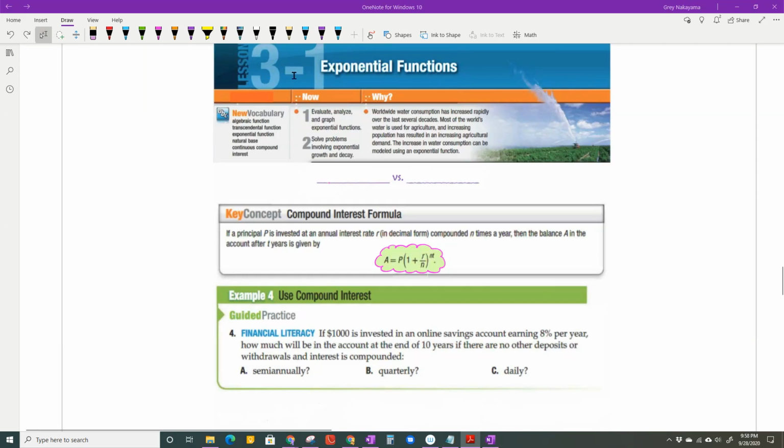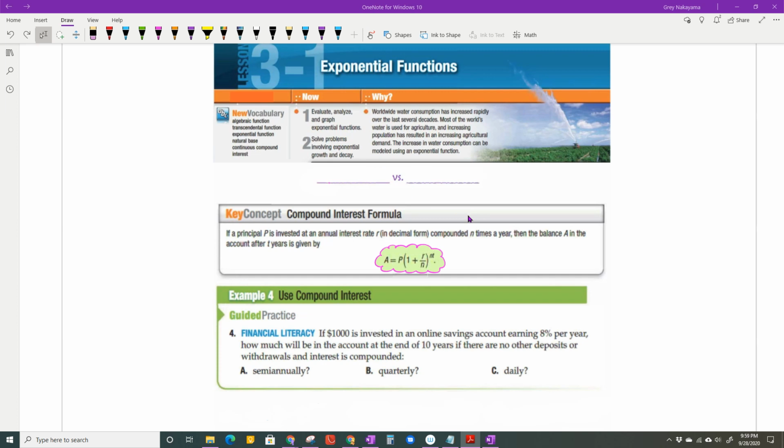Okay, today's lesson is 3-1B of exponential functions. So we're going to be talking about solving problems involving exponential growth and decay, aka real world problems.